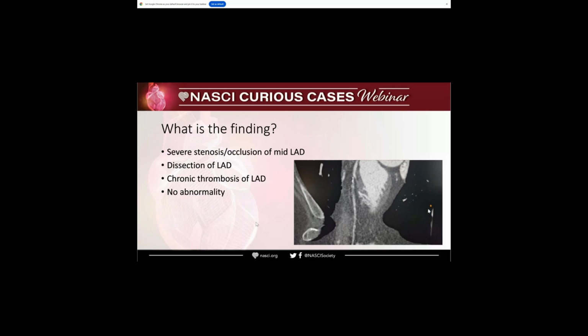Anybody? Chronic thrombosis of the LAD. Okay, you think chronic thrombosis? Maybe. Does anybody else think differently? Or severe stenosis, occlusion of the mid-LAD. Yeah, those were what I was thinking, between the two.